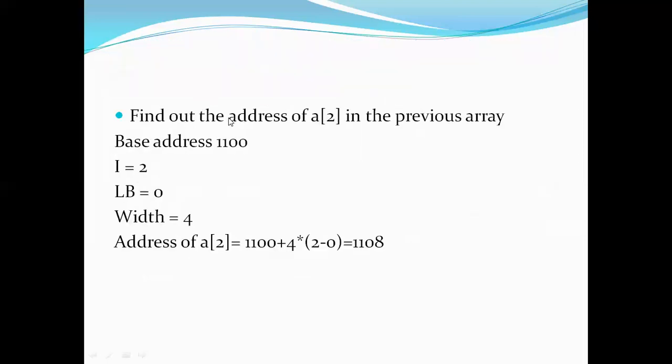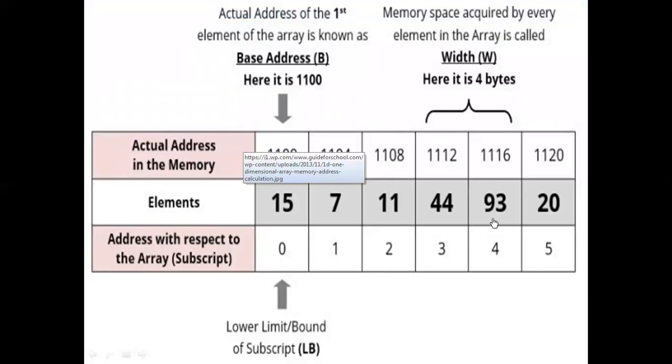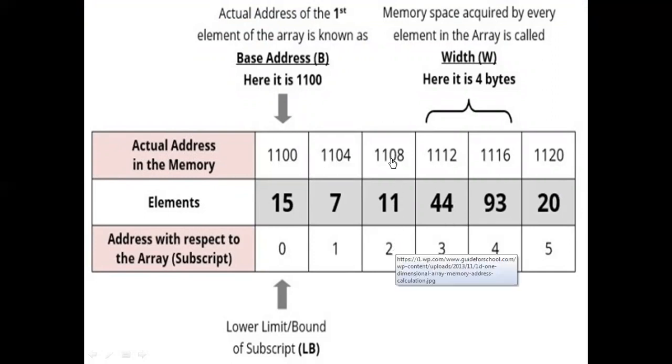Find out the address of A of 2 in the previous array, where the base address is 1100. In the previous array, what will be the address of A of 2? It is 1108. So we need to calculate like this; if we calculate, we should get 1108 as the answer.